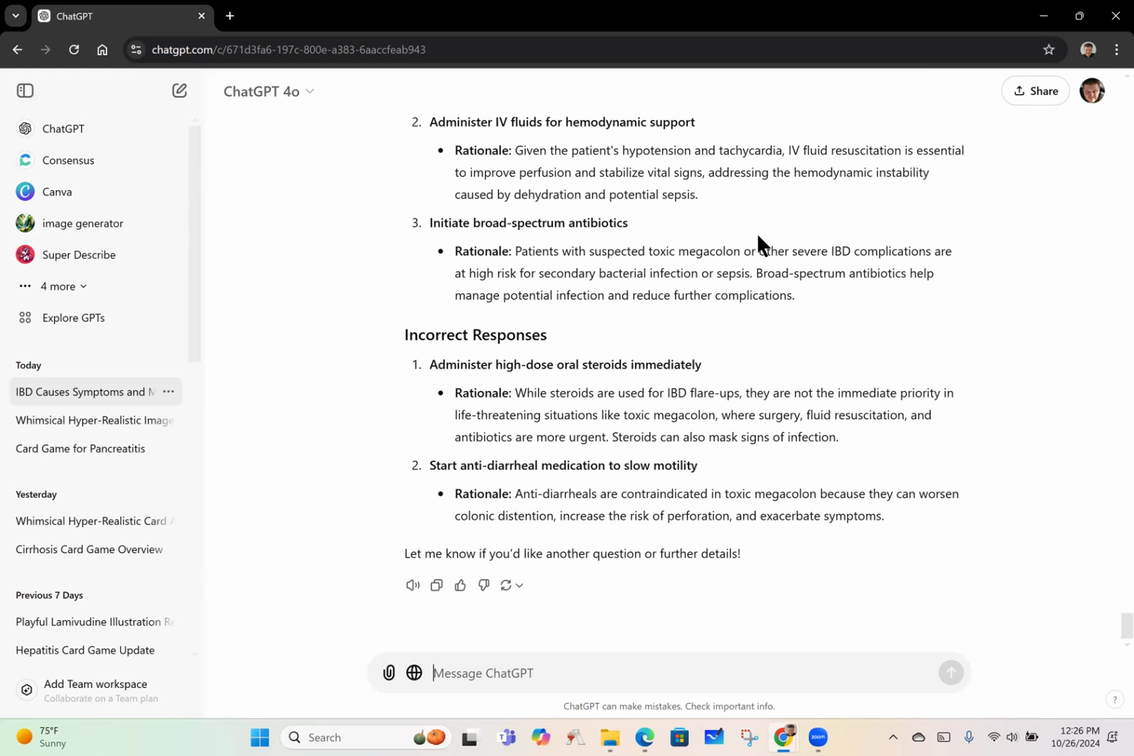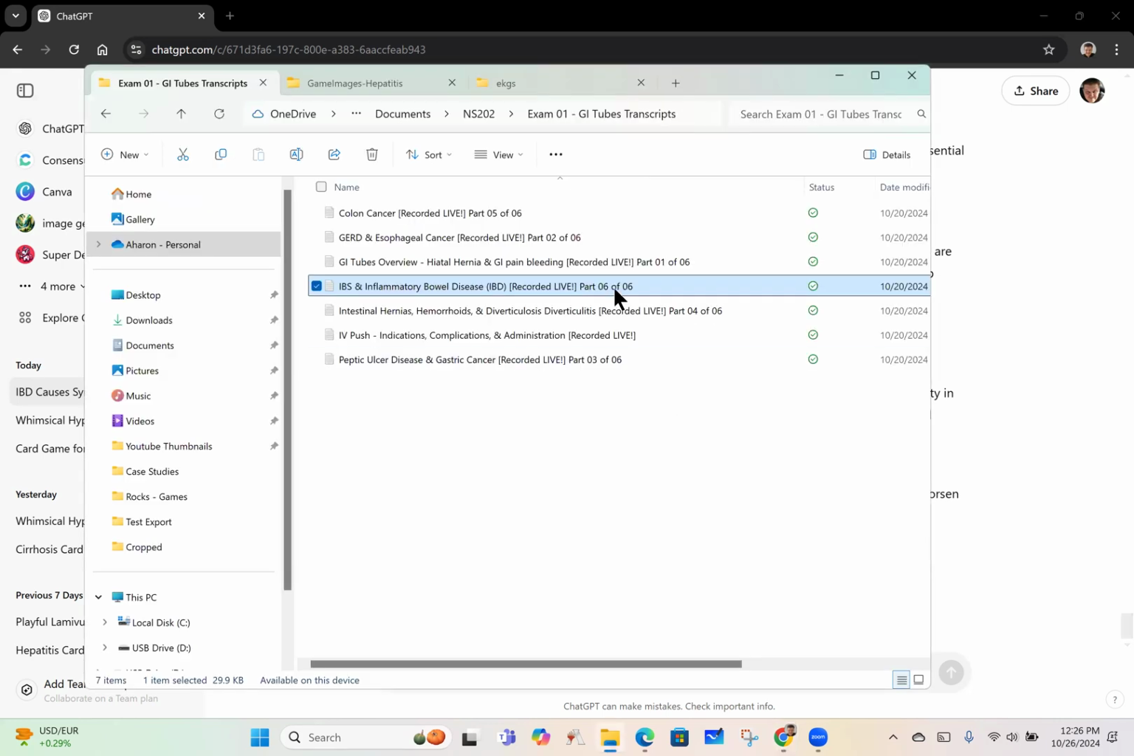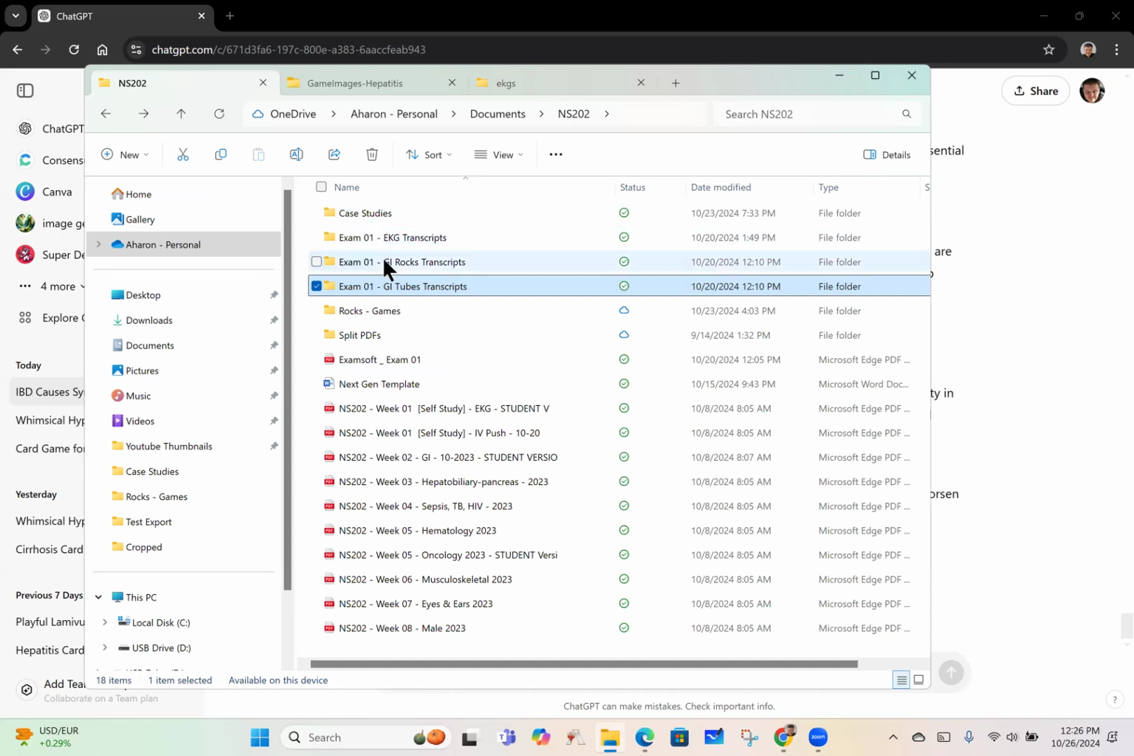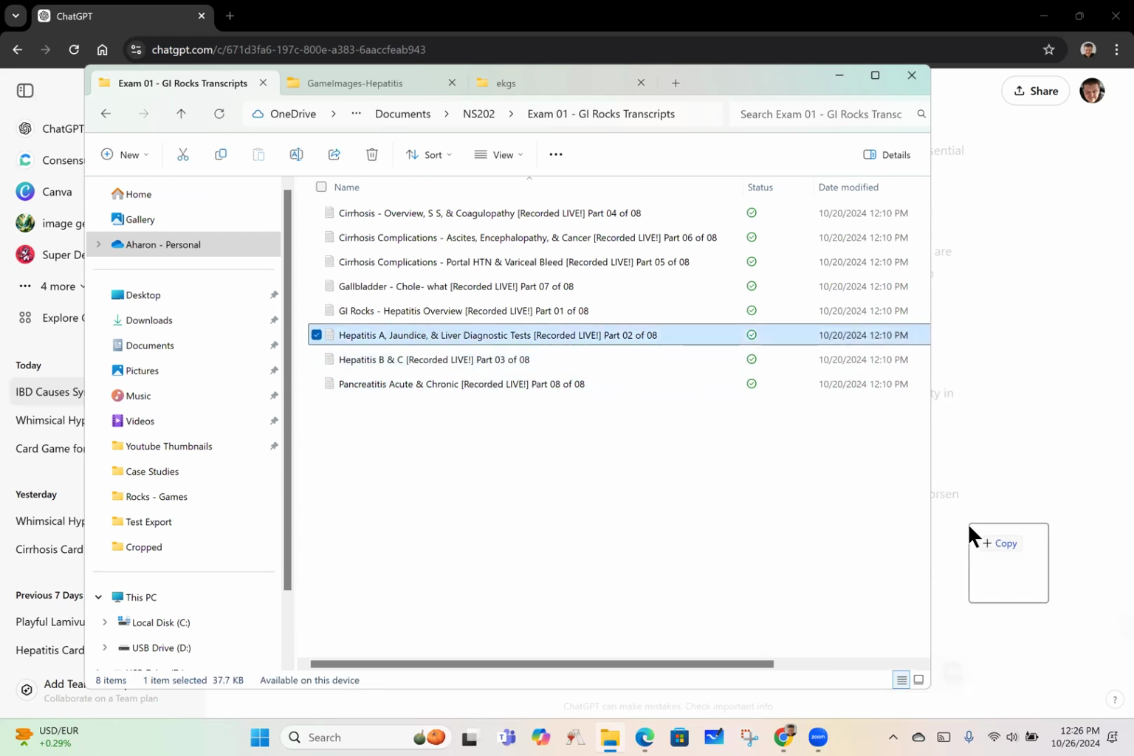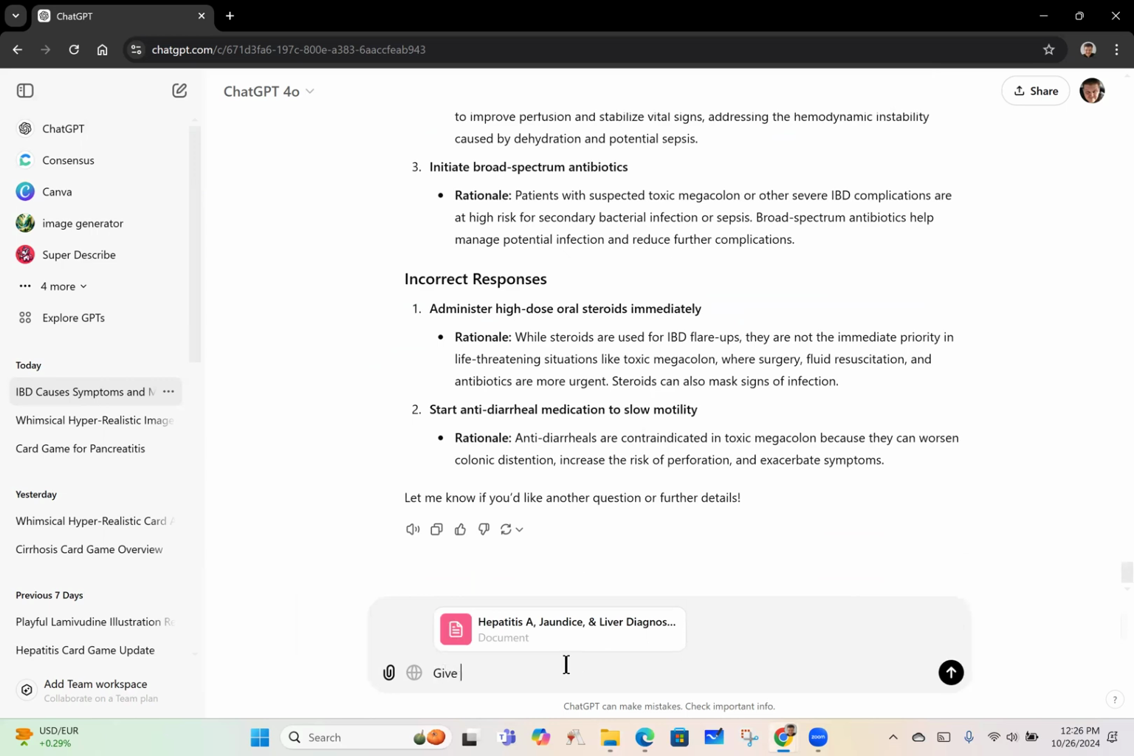I think it has to be a certain size. But if you guys want the transcripts of the lectures, I can give you those as well, right? So that you can upload the transcript and say, just write a question on this, just make a table out of this information. For instance, we're doing hepatitis on Monday. So let's do Hep A, right? Let's throw this in here and give me a table of Hep A.